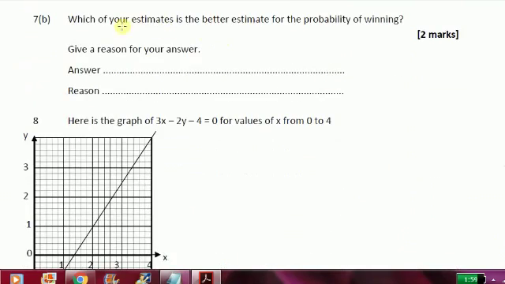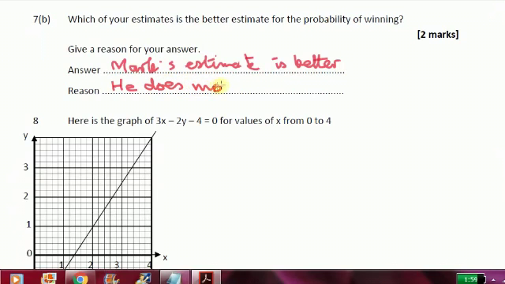Question 7. Part B, which of your estimates is better? So I'd say that Mark's estimate is better. And the reason for that is that he did 100 trials and Anila only did 50. So he did more trials. It says trials. So he does more trials. And it's always better to do more when you're doing probability.